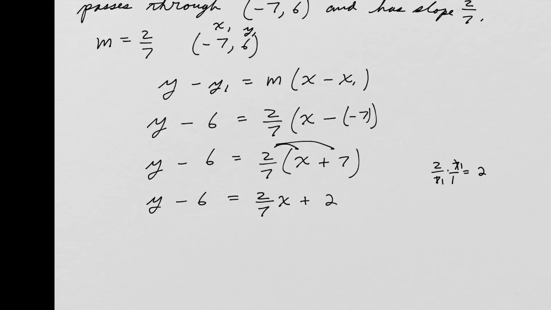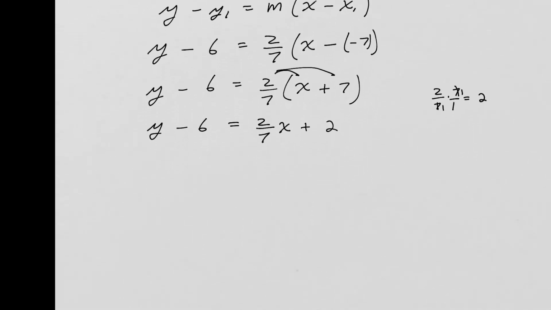So this is just 2, so plus 2. And then one more step: I just need to isolate the y, so I need to get the negative 6 on the other side. I'm going to add 6 to get rid of that negative 6. And whatever you do to one side, you have to do to the other side. So I'm going to get y is equal to 2/7 x plus 8. That would be the equation of a line that passed through the point negative 7, 6 and had a slope of 2/7, and it's written in slope-intercept form.